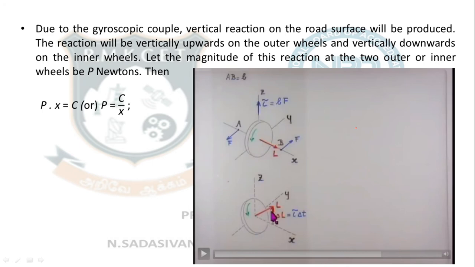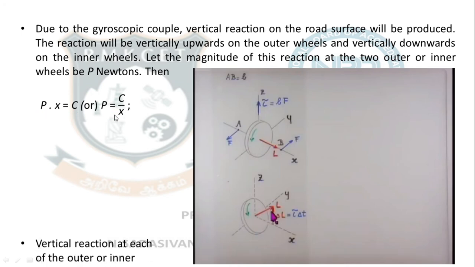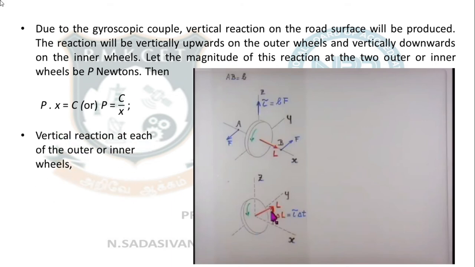If you take moment about the right wheel up to the left wheel, that distance is x, equal to the gyroscopic couple. Therefore, this force on two wheels put together equals gyroscopic couple divided by x. Okay. So for one wheel you will get C by 2x. So vertical reaction at each outer or inner wheel equals P by 2 equals C by 2x.